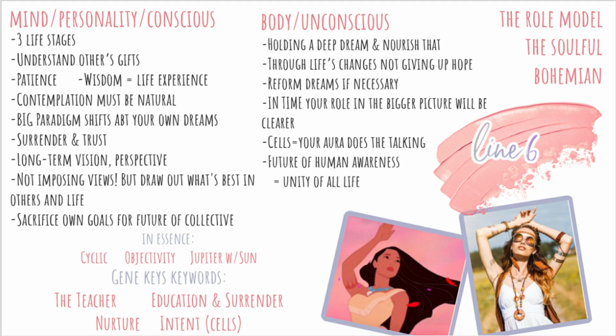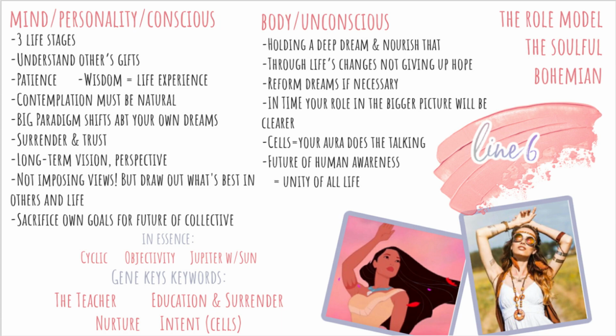The sixth line in the body is associated with the cells, so your aura is going to do most of the talking most of the time. Therefore, your intention for other people and your intention for life, for your own dreams, they have to be pure without underlying motivations. They have to be authentic. Otherwise, people are going to be able to sense in your aura your inauthenticity or the underlying motivations behind the things that you do. It will be pretty clear.